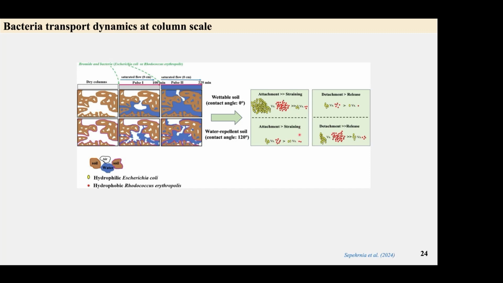And this was so for straining in water repellent soil. We also look at detachment and release. Detachment refers to physicochemical detachment, and release refers to physical release, meaning that bacteria are very likely coming from pores that are blocked, and then suddenly the pores are opened, when bacteria are strained there. So we compare detachment for wettable soil and water repellent soil.